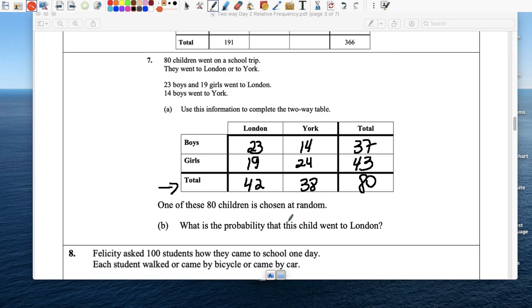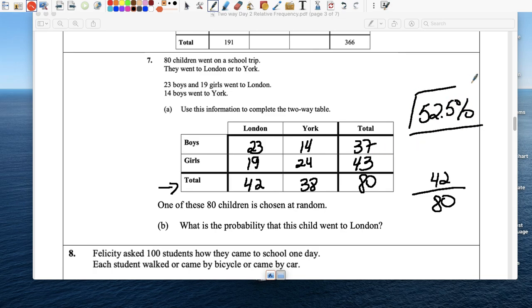Of the 80 children, what's the probability that this child went to London? So out of the 80 children, how many went to London? 42 went to London. So 42 out of 80, and then you can divide that and multiply by 100. After you divide, you get 52.5%. So the probability that a child went to London that particular day is 52.5%.